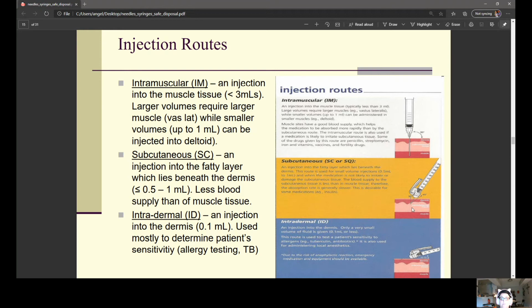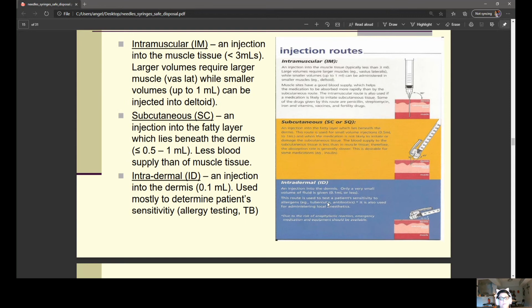Subcutaneous injections, you can pinch the area to pull it up, and I'm going to give you a printout that explains this, and I have videos for each one of these injections as well.